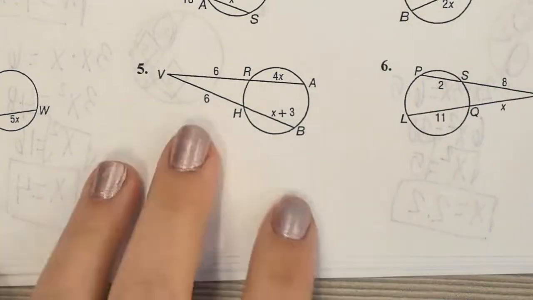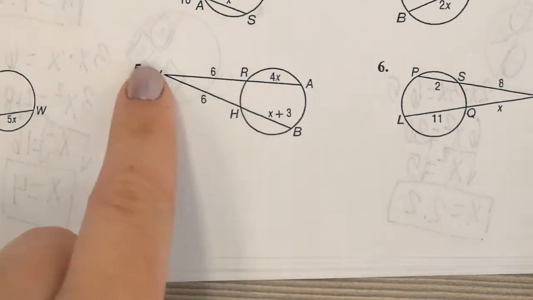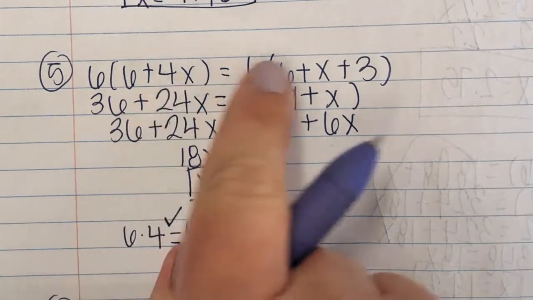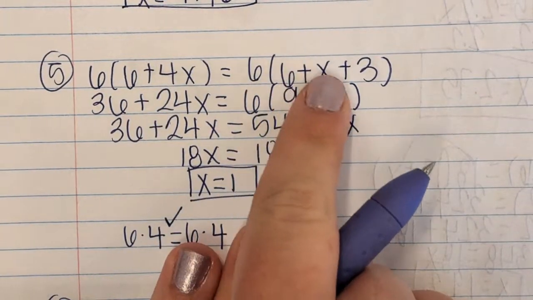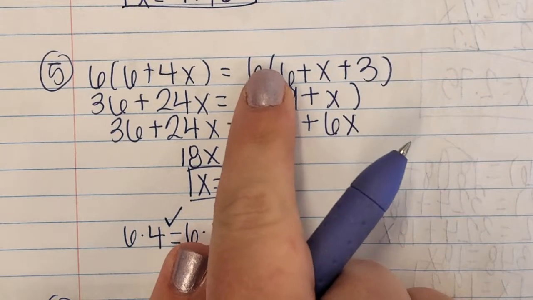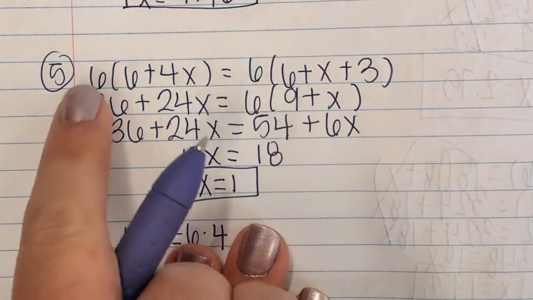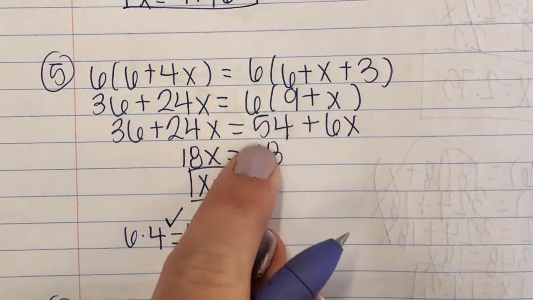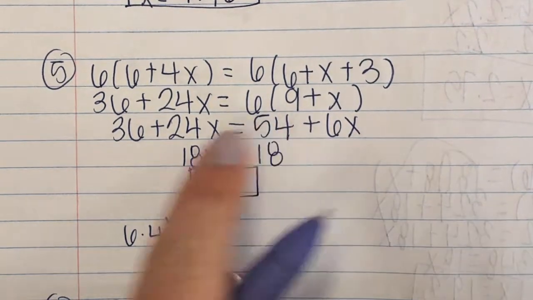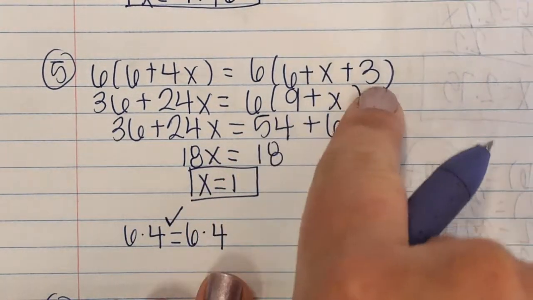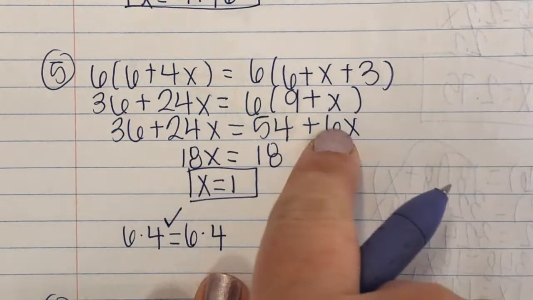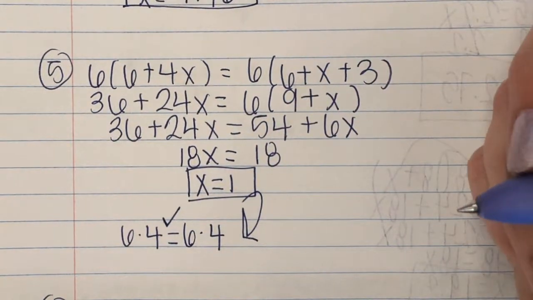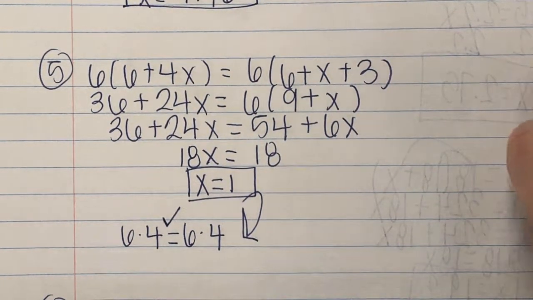Number 5 was outside times the whole, outside times the whole, which is 6 times 6 plus 4x, and 6 times 6 plus x plus 3. You need to combine your 6 and your 3 to make 9. I distributed the 6, got 36 plus 24x. Then I distributed this 6 and got 54 plus 6x. I subtracted both sides by 36, subtracted 6x, got 18x equals 18, and then I got x equals 1. And I even went back and just double checked my answer to make sure, if I plug x in, will it work?